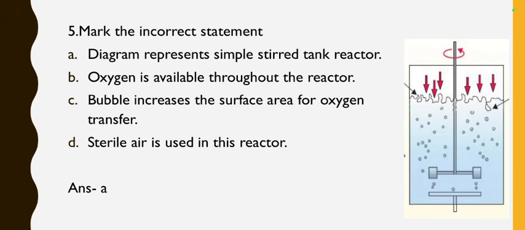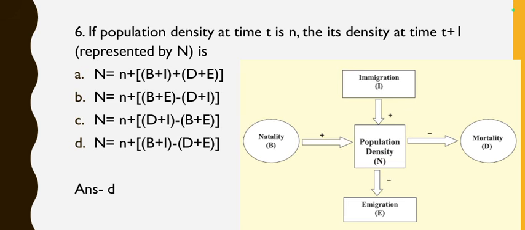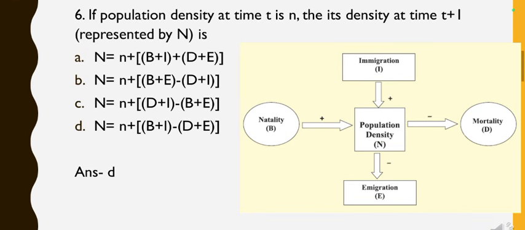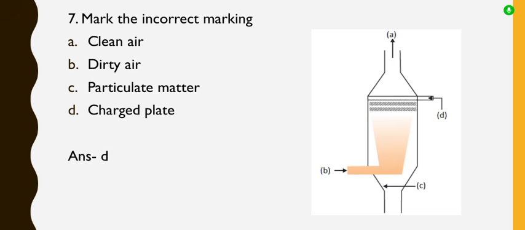Mark the incorrect statement regarding this bioreactor diagram. It is option A. The diagram represents a simple stirred tank bioreactor because it is a sparged tank bioreactor. If the population density at a time t is N, then its density at time t plus 1 is represented by option D. Population density N(t+1) is equal to N(t) plus B plus I, birth rate plus immigration, minus D plus E, death rate plus emigration. Mark the incorrect marking. The incorrect marking here is D, that is charged plate.